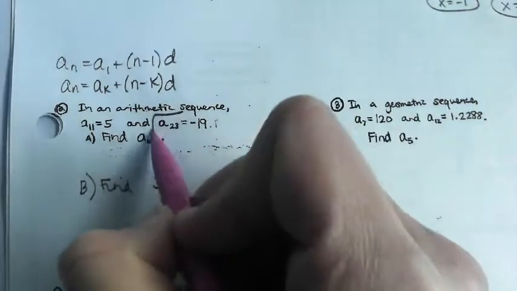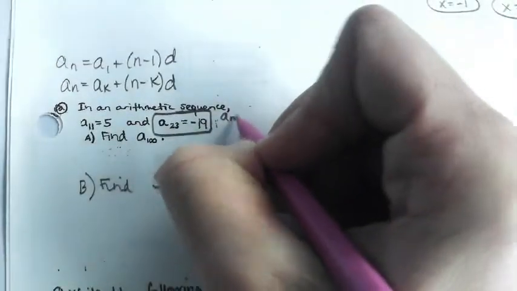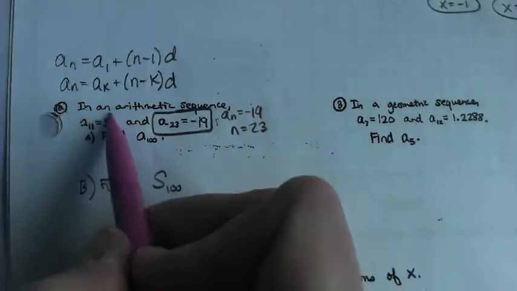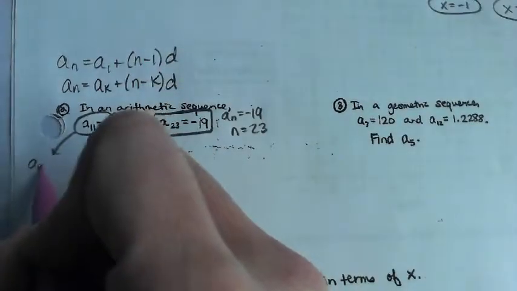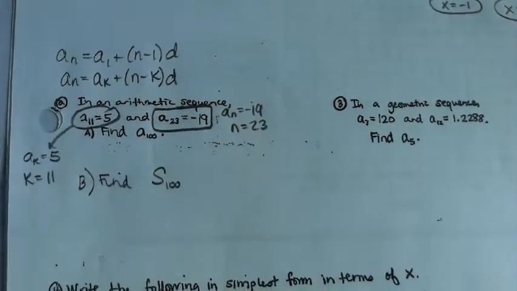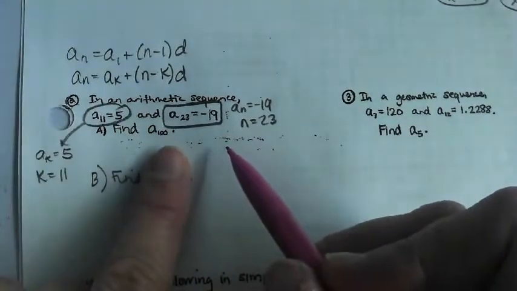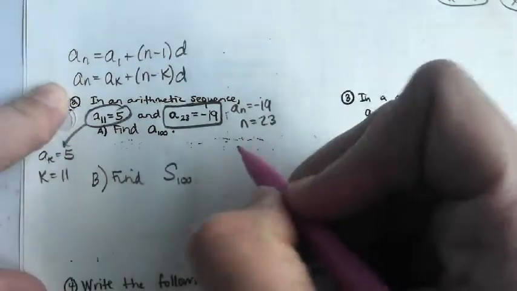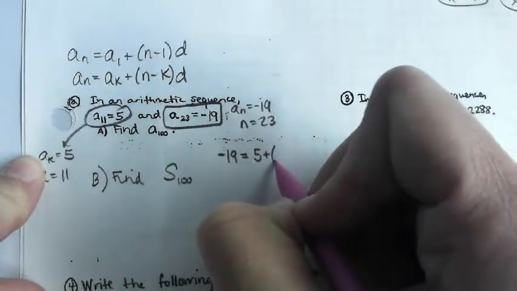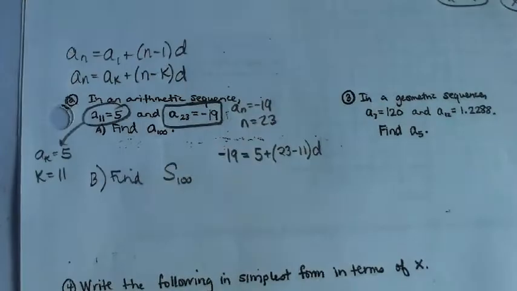Now, this can be your A sub n section. So A sub n is negative 19 and n is the 23rd term. This can be your K's. So A sub k, the kth term, is 5, where k is 11. So now, with that information, we can plug in A sub n is negative 19 equals A sub k is 5 plus n minus k is 23 minus 11. That's going to help you find D.